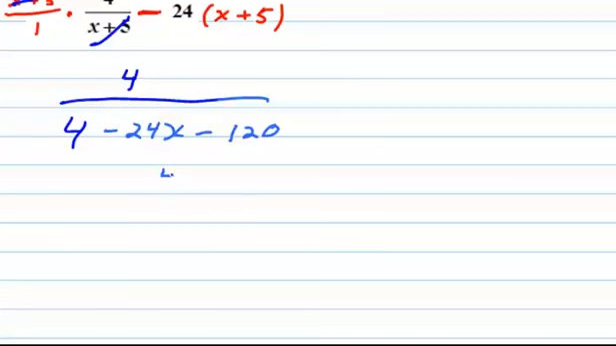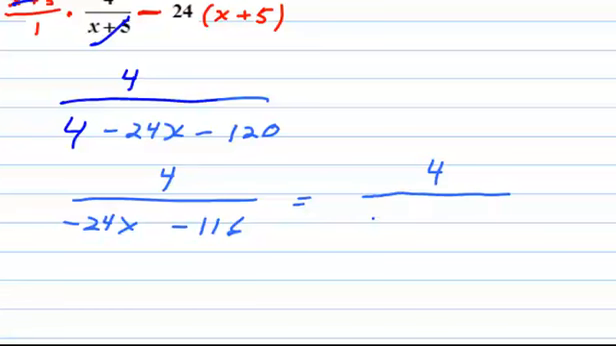Okay, so we have 4 over, let's rearrange. We have negative 24x and negative 120. Well, let's see. Can we factor that denominator now? Well, I know I'm going to factor out a negative. And I can see a common factor of 4. I'm not sure if that's the largest or not.